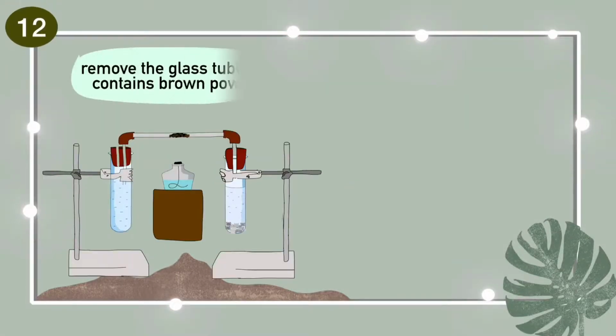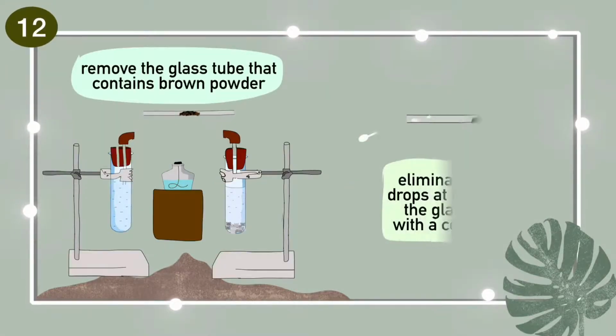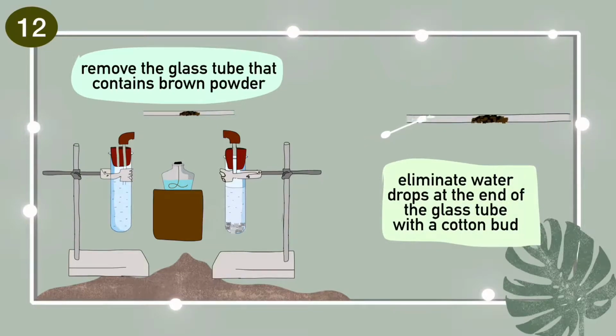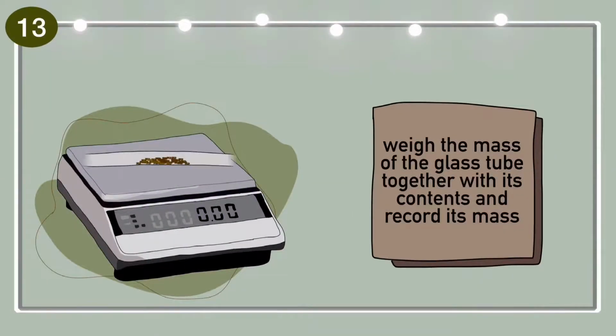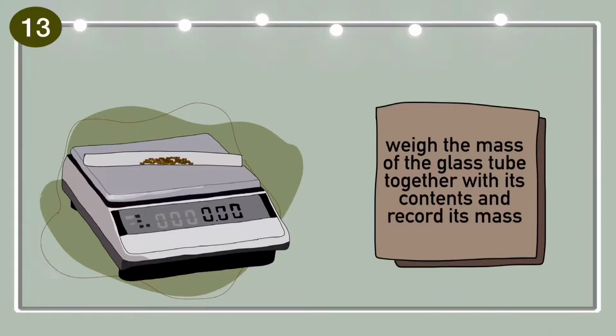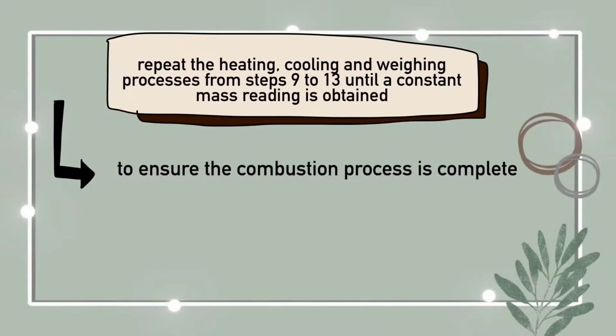From that, remove the glass tube that contains brown powder and also eliminate water drops at the end of the glass tube with a cotton bud. And then we shall proceed to weighing the mass of the glass tube together with its contents and record the mass. Repeat the heating, cooling and weighing processes from step 9 to 13 until a constant mass reading is obtained. This is to ensure the combustion process is complete.